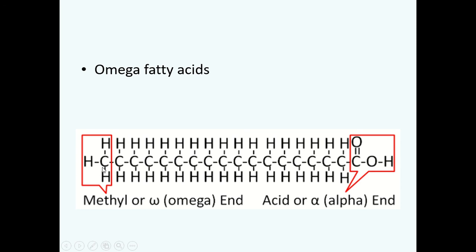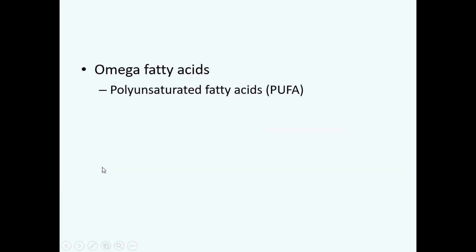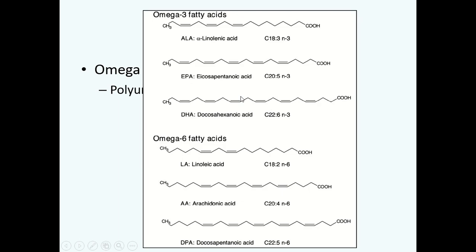Omega fatty acids are unsaturated fatty acids and they contain double bonds. Many of these fatty acids contain several double bonds, so they are called polyunsaturated fatty acids. This figure shows various important types of omega fatty acids. These are omega-3 fatty acids.